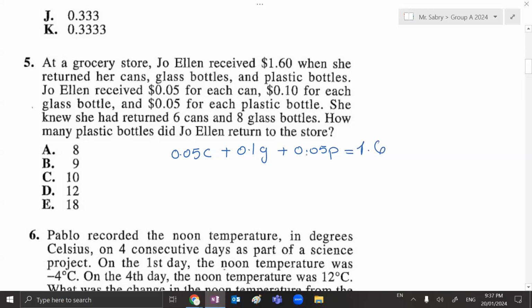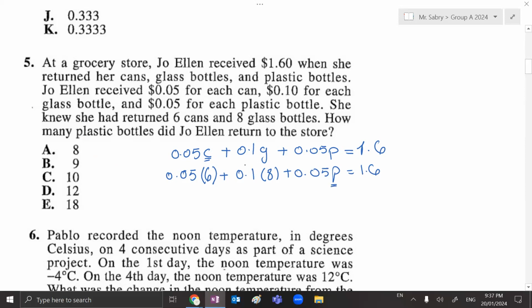So reading a word problem and translating it into an equation is one of the very important things. It makes things way easier. We're following steps if possible. Let's read the rest. She knew she had returned 6 cans, so the C is 6. So the C is given: 0.05 plus 8 glass bottles, so 0.1, and in place of the G I'll substitute 8, and I'm left with the P as unknown. All of that equals 1.6. How many plastic bottles did she return? So I need to know the P.